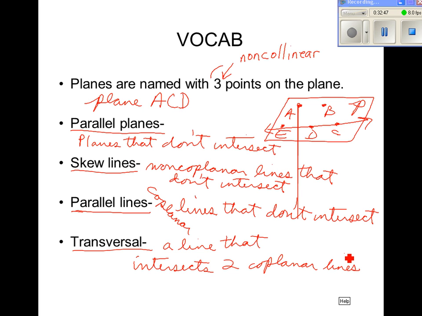Intersects, and actually, I'm sorry, that's wrong. Intersects the two coplanar lines. What should I finish out this with? At different points. Thank you. Good thing you guys are in here to keep me in line. Otherwise, I would have left the wrong definition up here. A line that intersects two coplanar lines at different points.